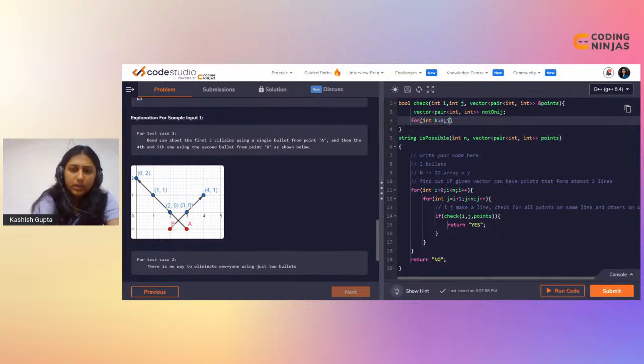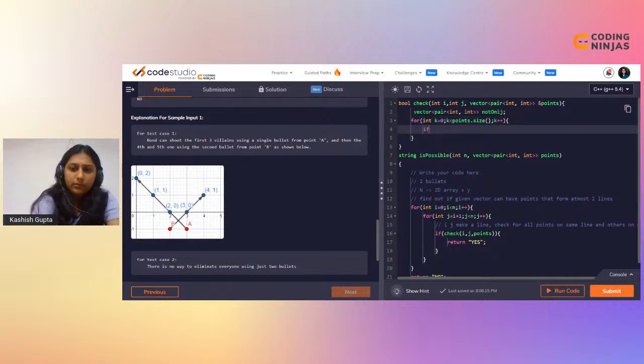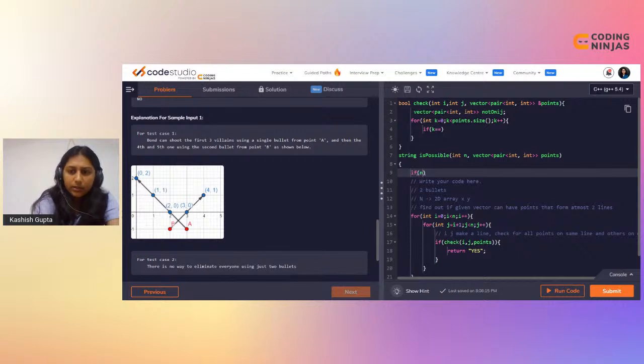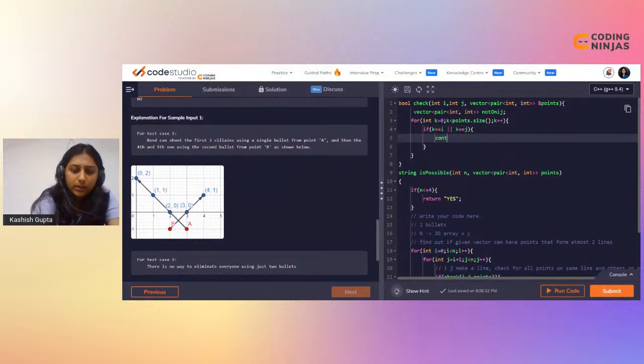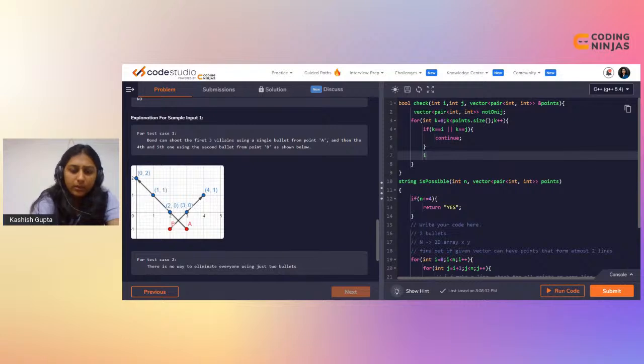Then we can do for int k equals 0, k is less than points dot size, k plus plus. Then, we haven't added the base case here. If n is less than equal to 4, directly return yes. Now if we encounter the same points i, j, please don't do anything. Don't do anything means continue. Next was if collinear.